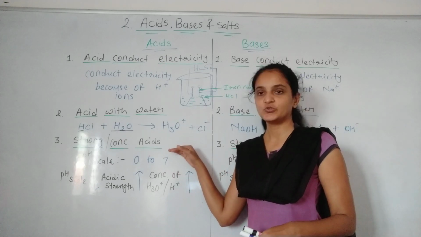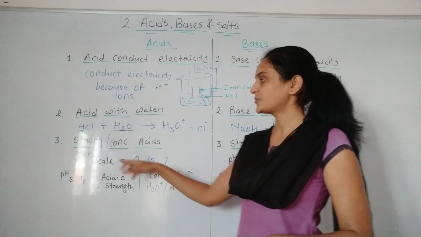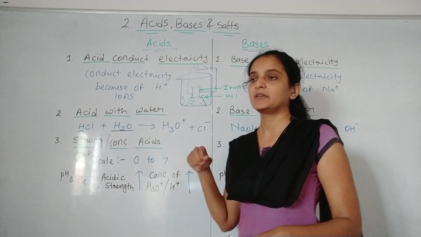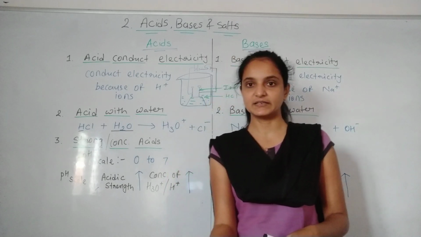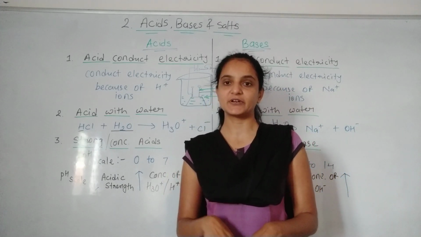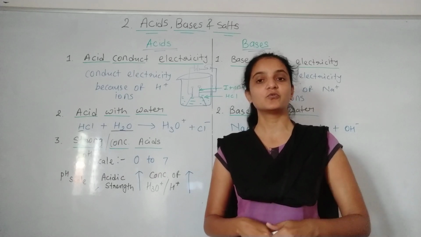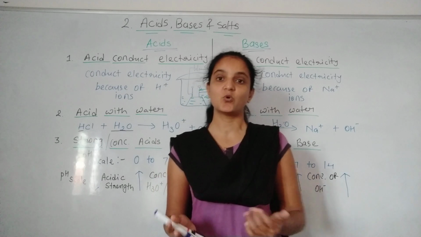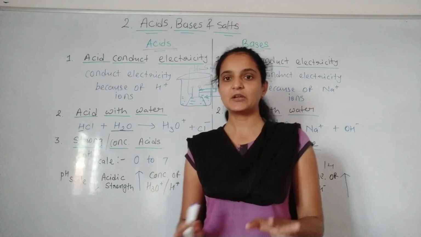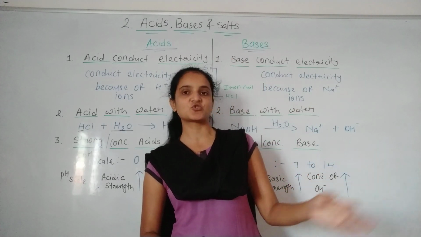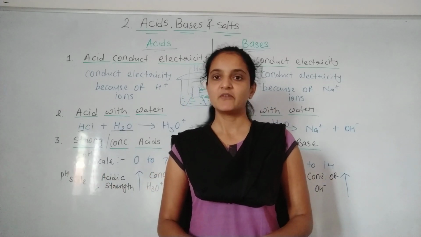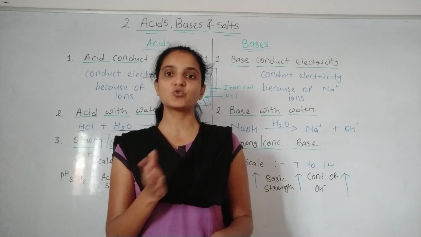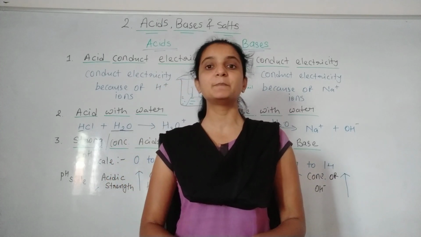Now let's move to the third property. The third property is how strong or concentrated an acid is. Given an acid, how strong or concentrated is it? If you want to know, how would you know about it? See, by seeing any acid or any base or any unknown compound, we cannot identify that this is this much strong acid, this much strong base. We cannot do that. So for that we have a particular measurement, as I have told you in a previous video, that we call the pH scale.